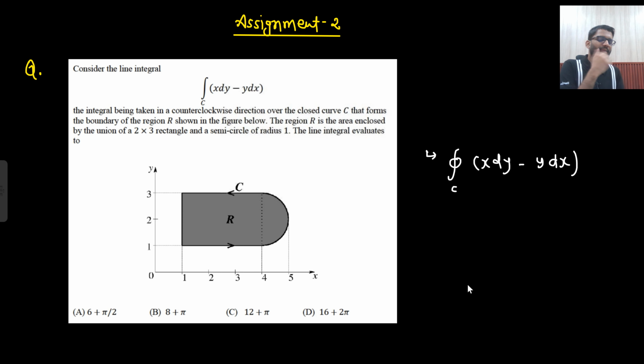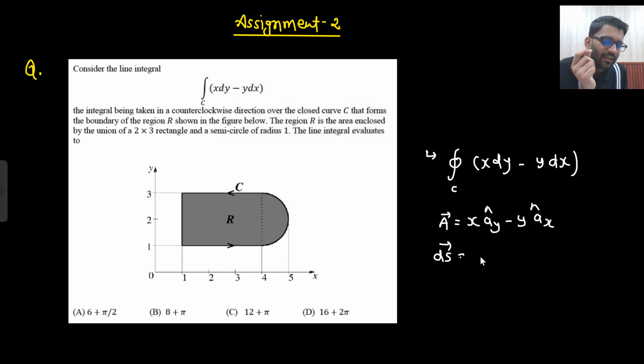From here, can you let me know what would be my vector A? What is my vector field? Can you tell me from here by looking at it? My vector field is x ay cap minus y ax cap. Did you understand this point? Because from here, what will be my ds? ds will be dx ax cap plus dy ay cap. Sorry.